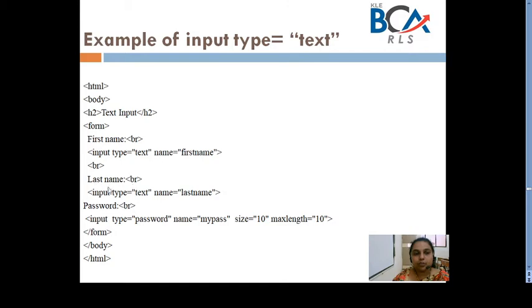Similarly, I have created one more text box as last name, but I have not used the attributes size or maxlength. So this is going to be by default 20 characters. The most important thing to notice over here is the password. Here I have written input type is equal to password. So what is going to happen when I specify the input type as password, whatever I enter is not going to be visible. That is why I have to set it to a password.